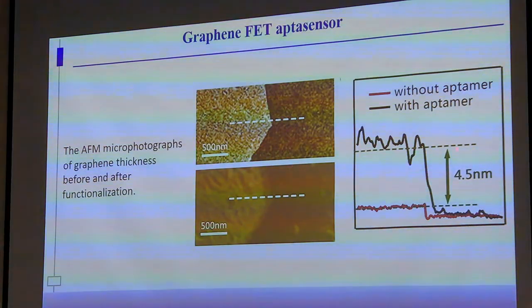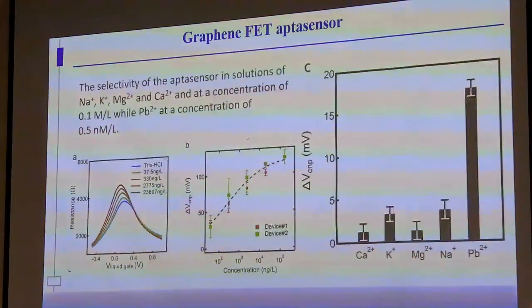So simply you can see it's around a 4.5 nanometer layer with AFM. And here when we expose the sample to different ions, the device is very selective for Pb2+ ion. It has a very small response for different ions, but it's very selective to Pb2+ ion, even at 0.5 nanomole per liter. So that's a very small concentration it can detect using that particular molecule.